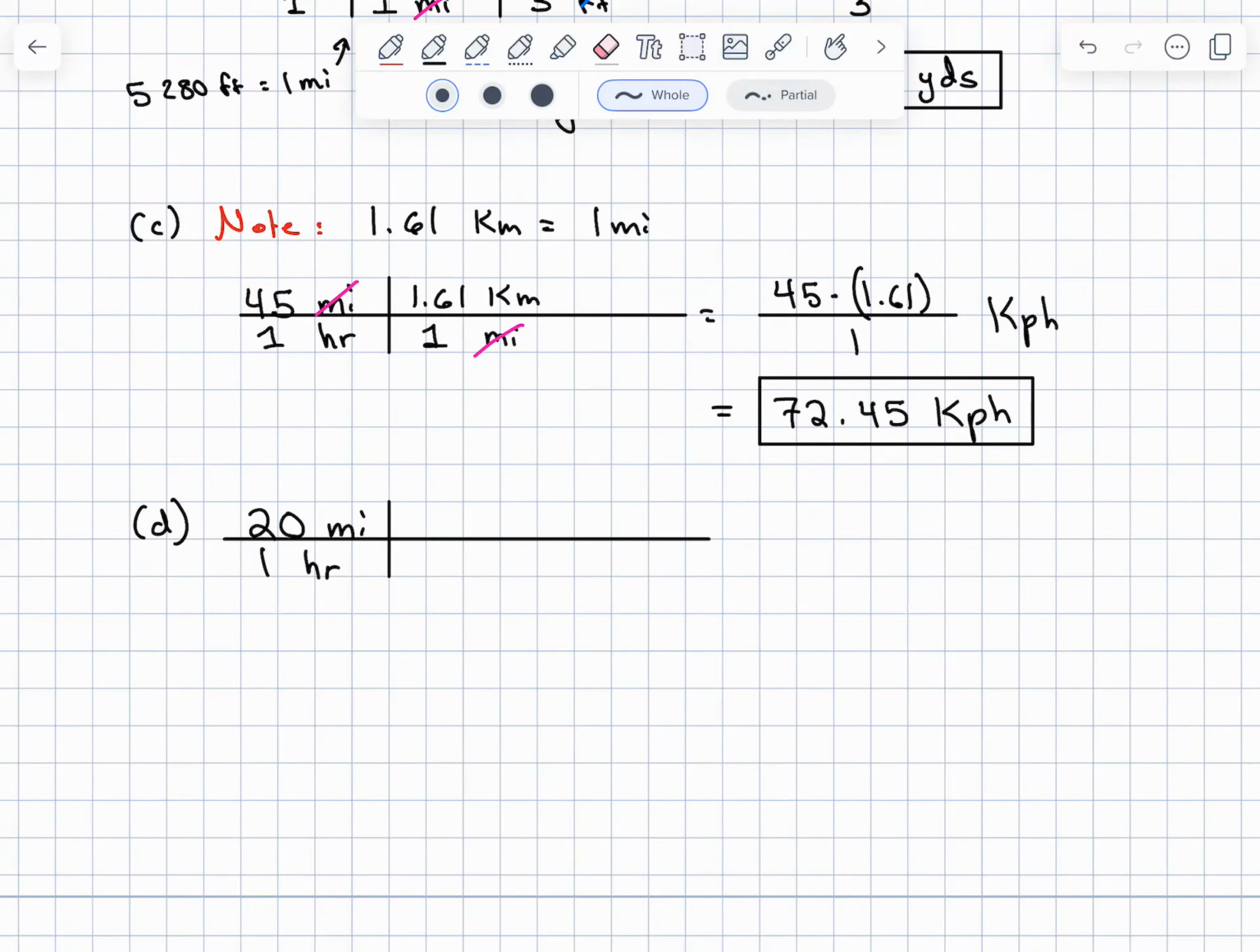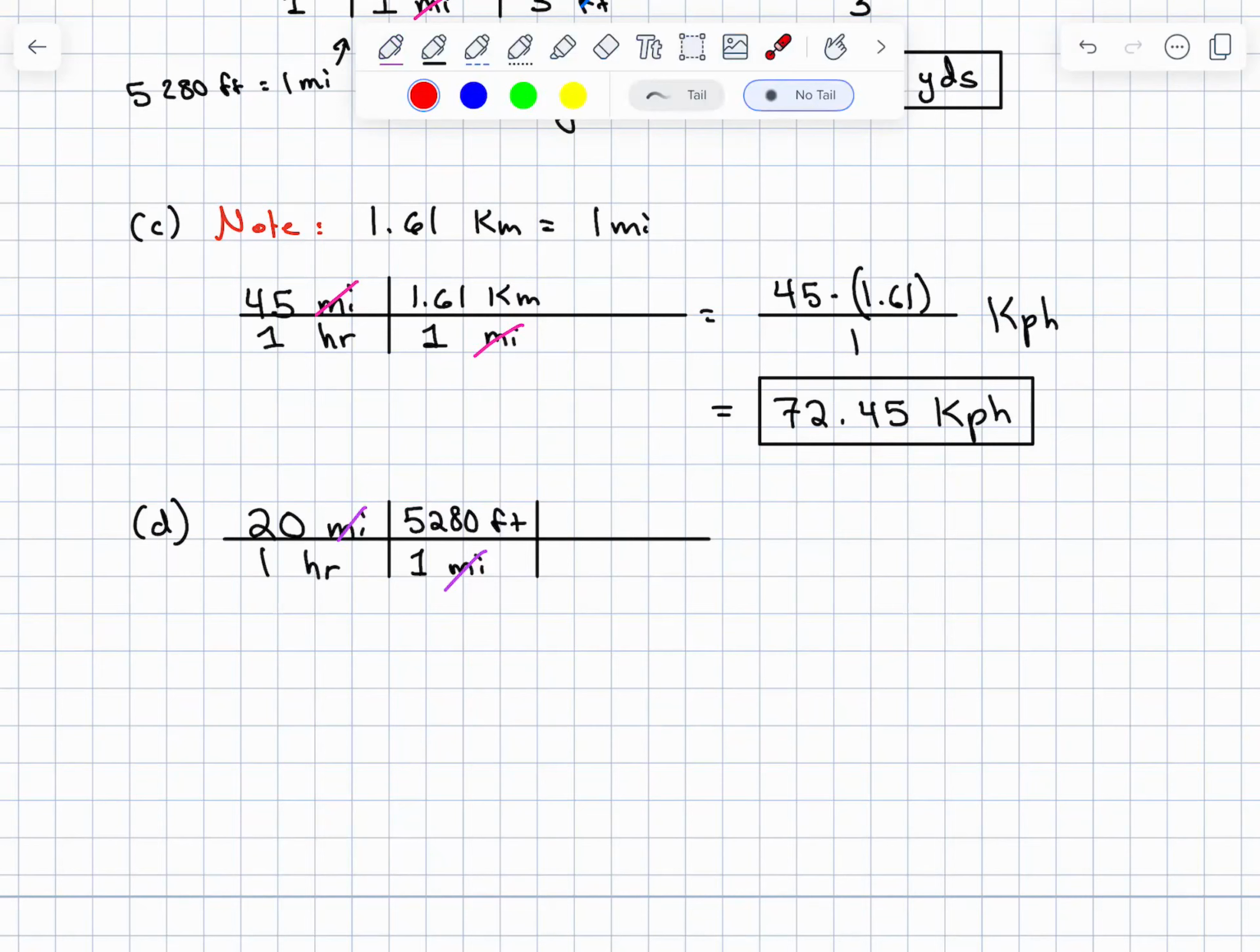So we know, once again, there are 5,280 feet to a mile. So 1 mile, I'll put in the denominator, is equal to 5,280 feet. And so that cancels the miles. Now, if we were to stop right here, we would have feet per hour. But that's not what we want. We want feet per second.